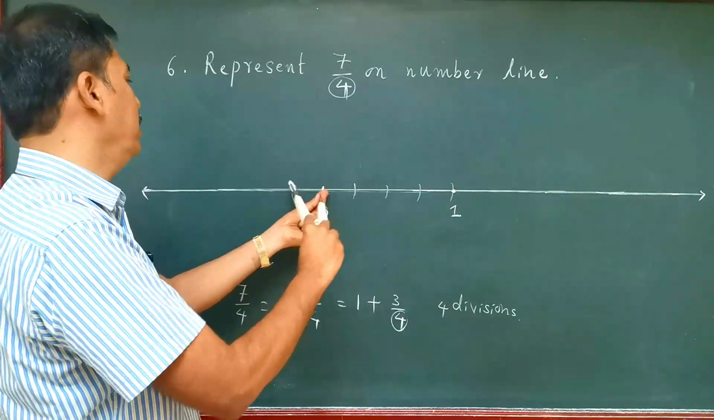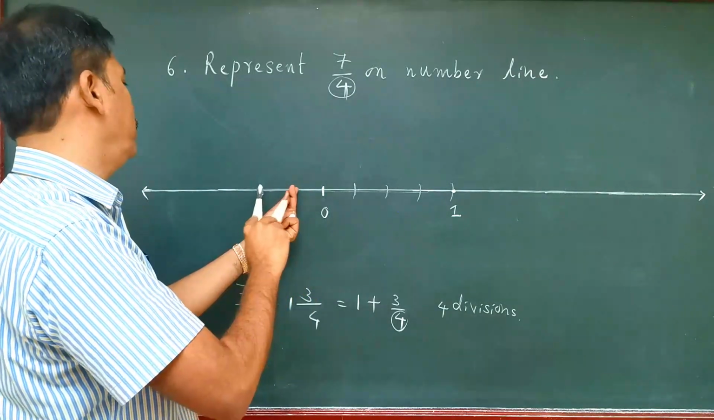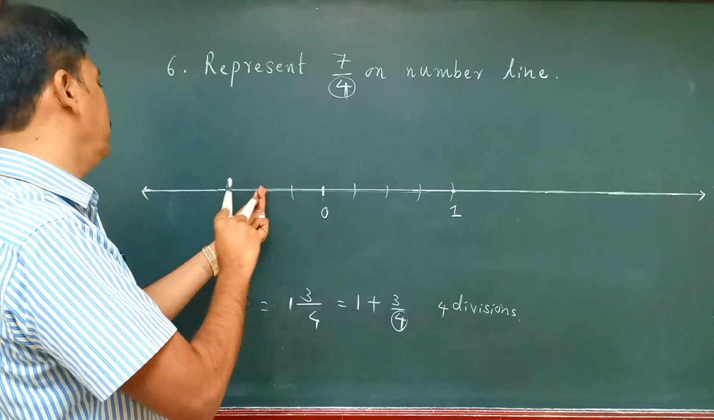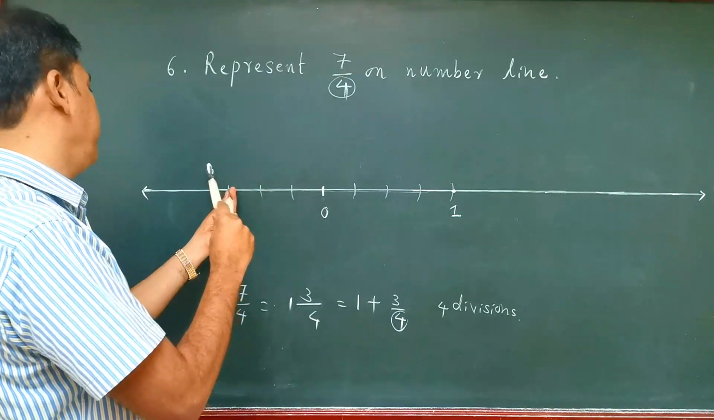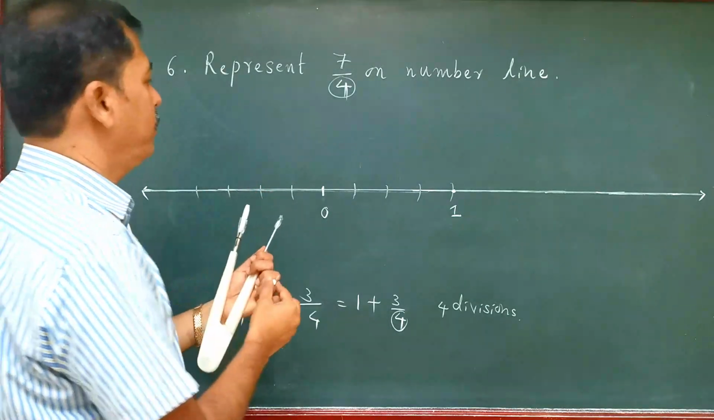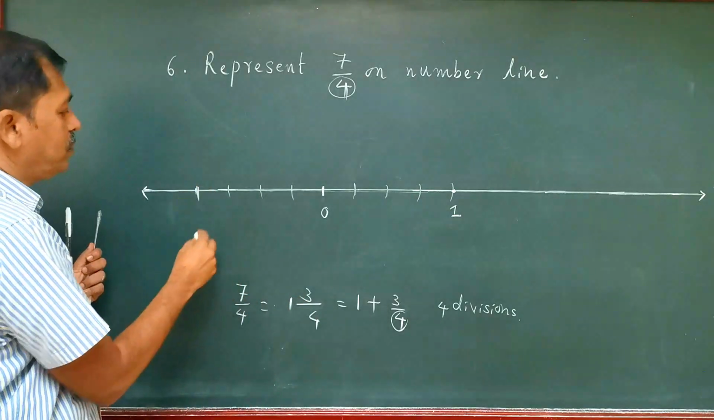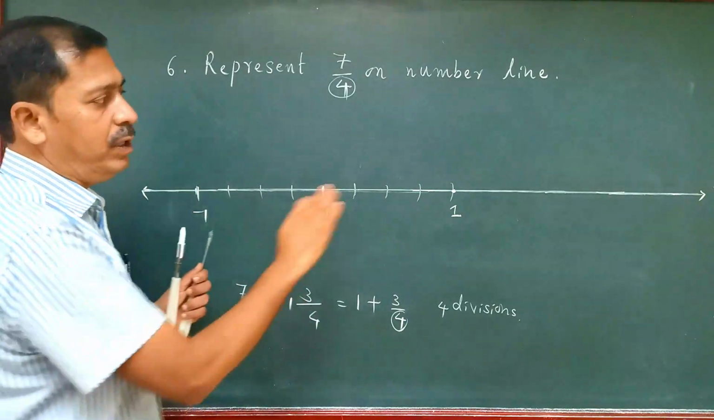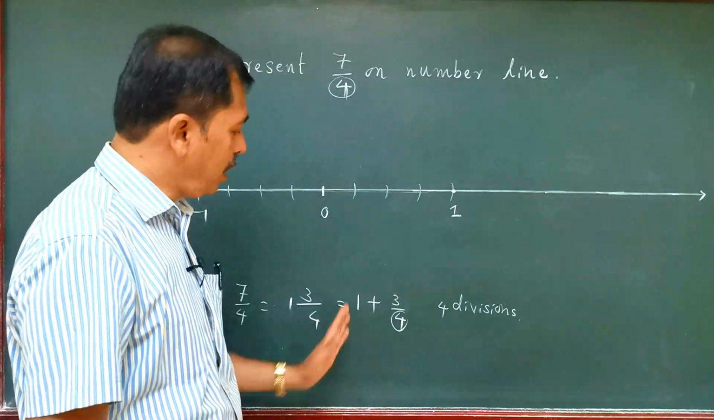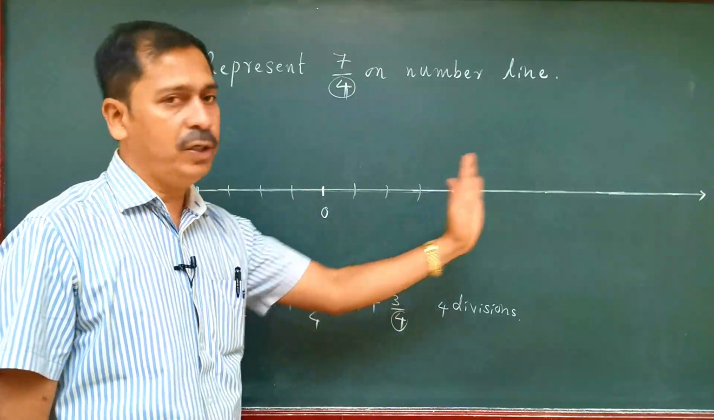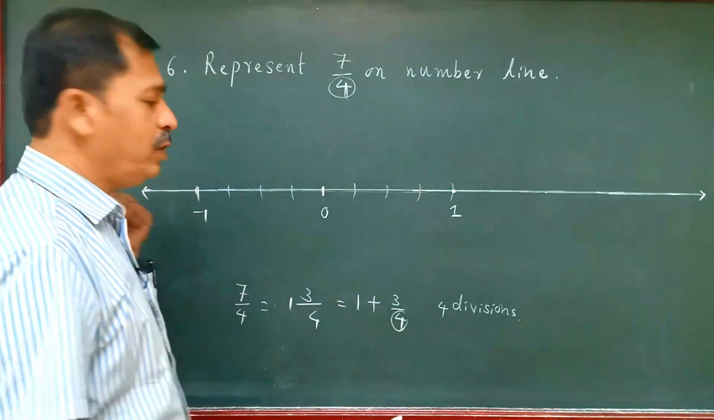This is 1, 2, 3, and then this is 4. Here your minus 1 comes. Next should come 2. Here we need, after 1 3/4, so you have to extend it. On this side there is no need to extend.